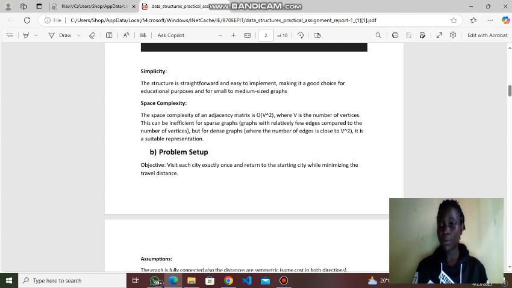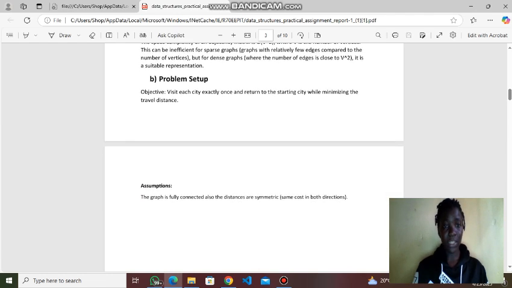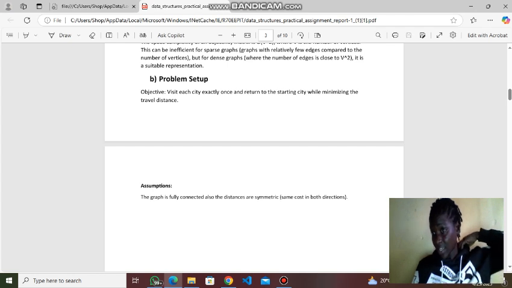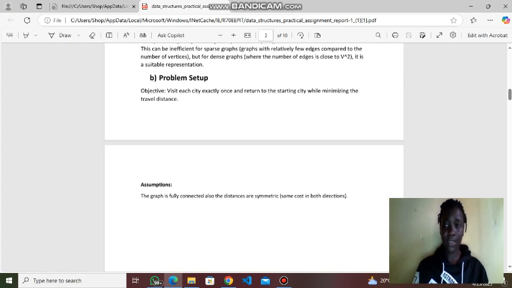For the problem setup, our main objective was visiting each city exactly once and returning to the starting city while minimizing the travel distance.